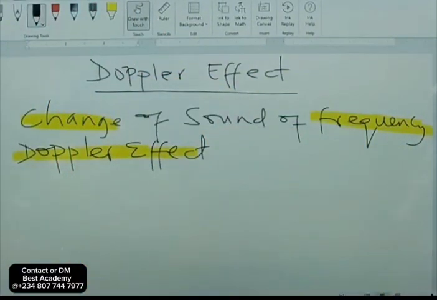Now the main purpose of Doppler effect is to calculate the observer frequency and to be able to calculate the beat frequency. Please take note of this. The purpose of Doppler effect is to calculate the observer frequency and the beat frequency. So now let's look into observer frequency here.